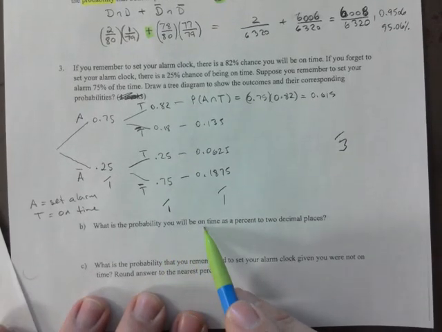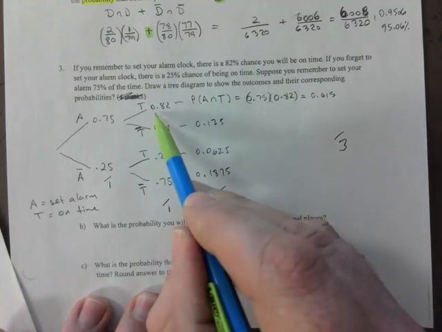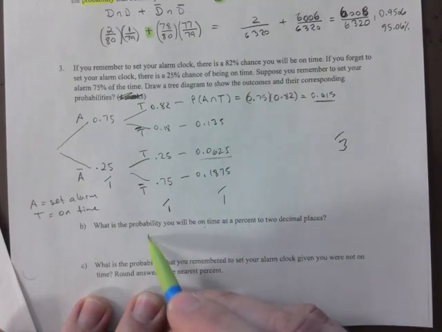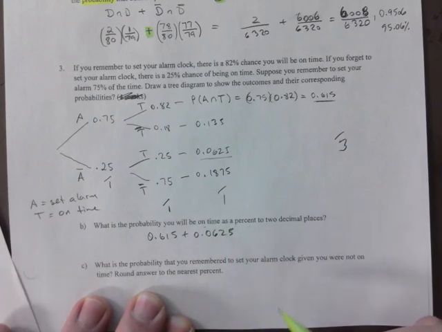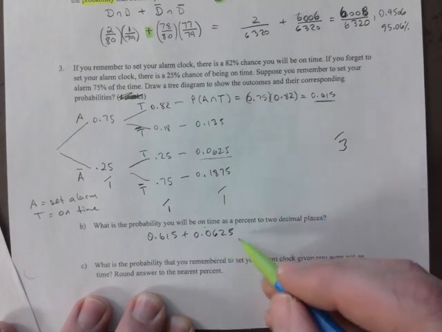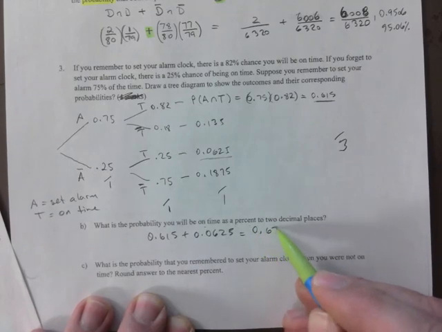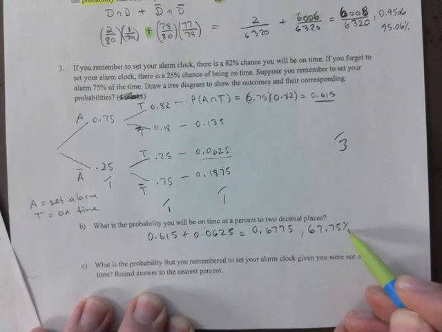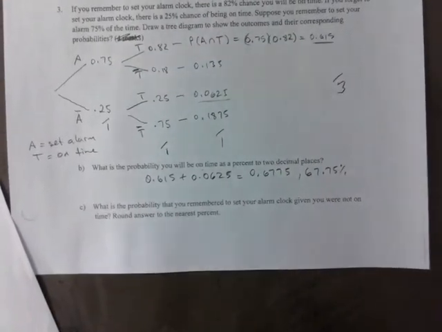What's the probability that you will be on time as a percent to 2 decimal places? Being on time, we've got it right here. It's this one right here and this one right here. So we've got to add those two. It's probably a really good idea to show which ones you're adding, just in case you made a mistake up there, we can still see that you know what needs to be done. That's 0.6775 or 67.75%. Okay, if you did that correctly, you get a mark for that.